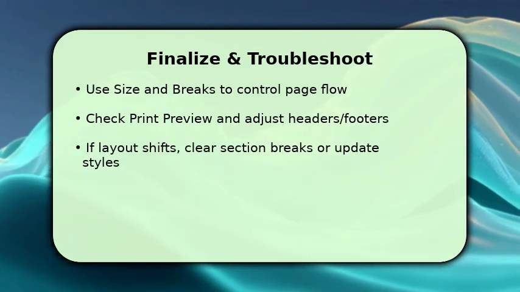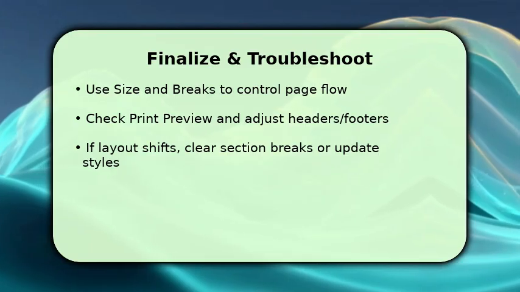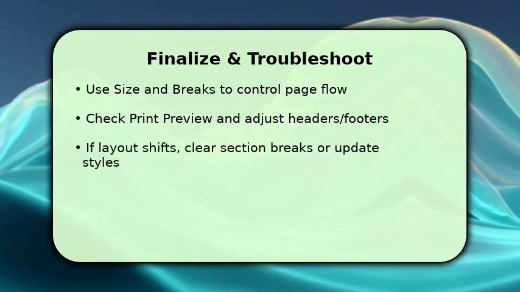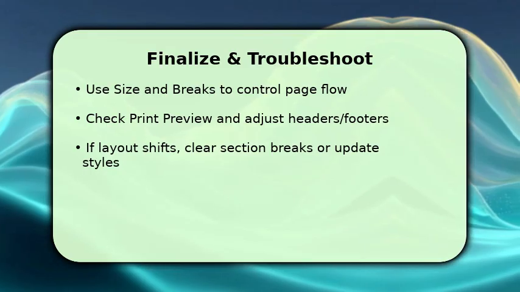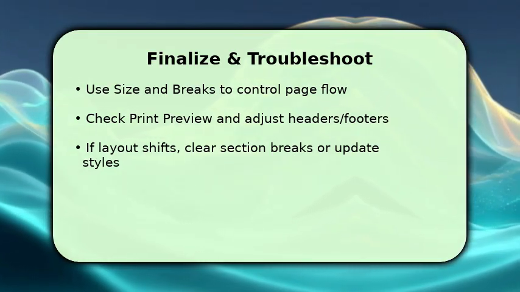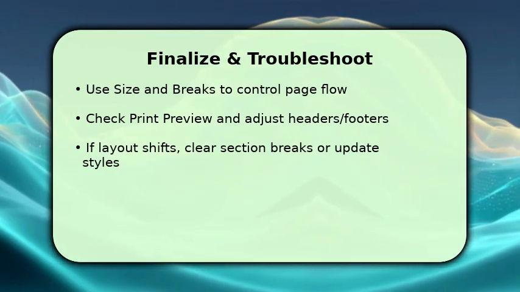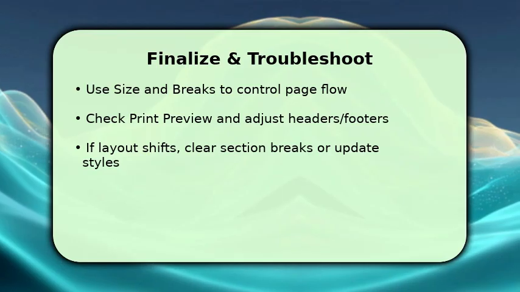If content shifts unexpectedly, make sure styles aren't imposing large spacing, remove unnecessary section breaks, or update paragraph spacing. If problems persist, collapse the navigation pane and inspect sections individually. This isolates the offending break and lets you correct layout without redoing the whole document.